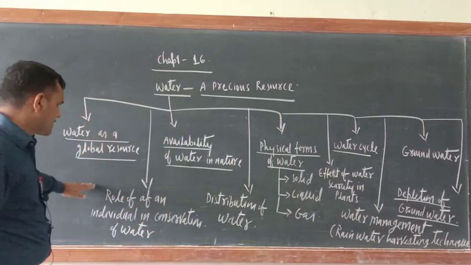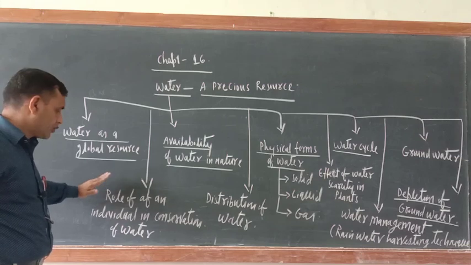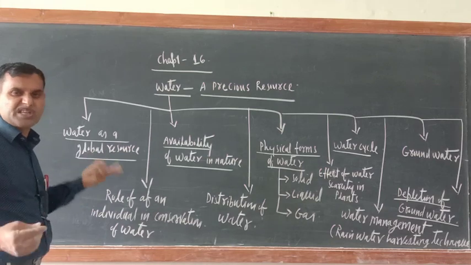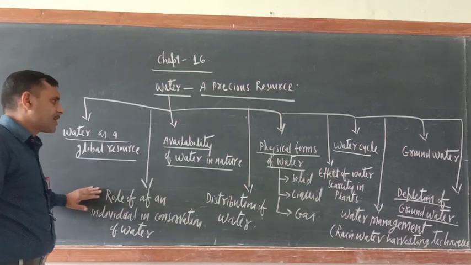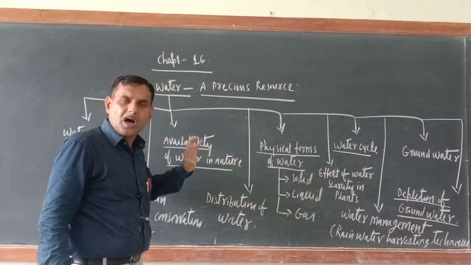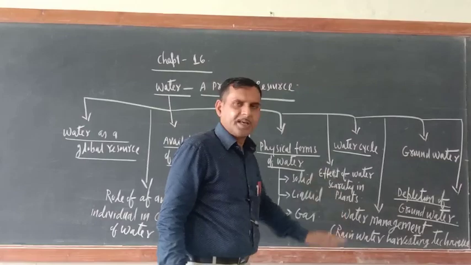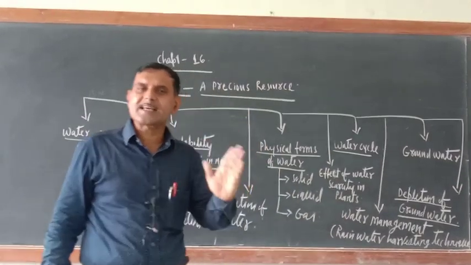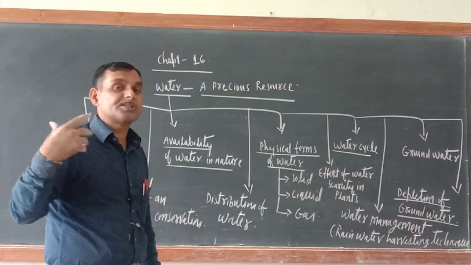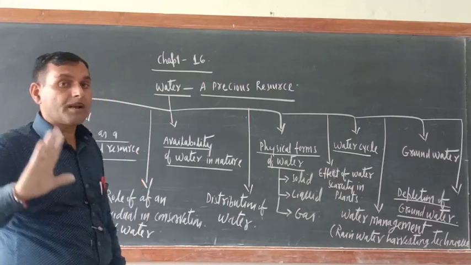Another important thing is what role an individual can play towards the conservation of water. How can we minimize the wastage of water? That we will also study in this chapter. Now distribution of water: across the globe, how is the water distributed? And at the end we'll study the effect of water scarcity on plants. Because plants are also an important part of this universe or nature. If water is not available, how are they affected?